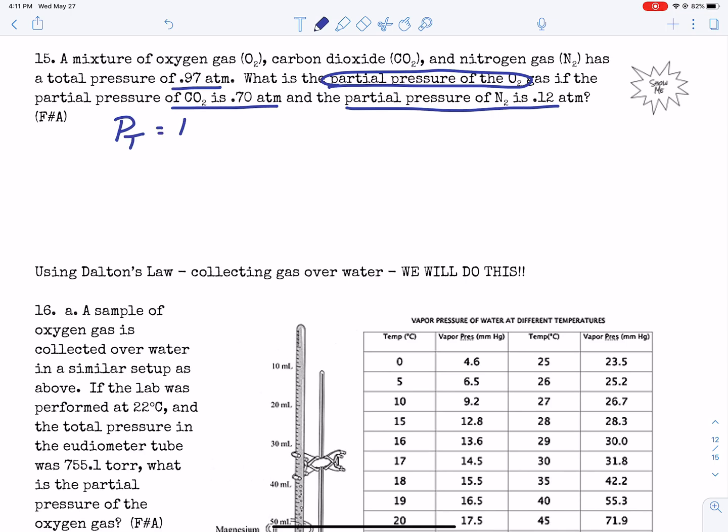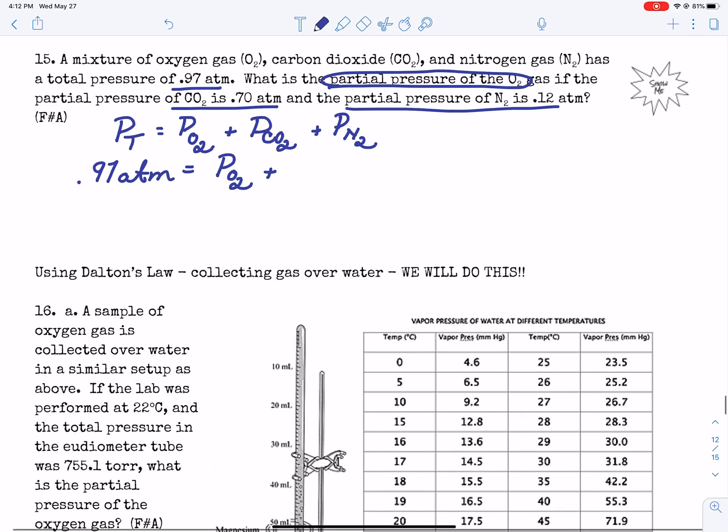This is one where you kind of have to write the formula yourself. The total pressure would be the pressure due to the oxygen plus the pressure due to the carbon dioxide plus the pressure due to the nitrogen. We know that the total pressure is 0.97 atm. The pressure due to the oxygen is what I want to find. The pressure due to the carbon dioxide is 0.70, and the pressure due to the nitrogen gas is 0.12. So just subtract, and you get that the pressure due to the oxygen must have been equal to 0.15 atm.